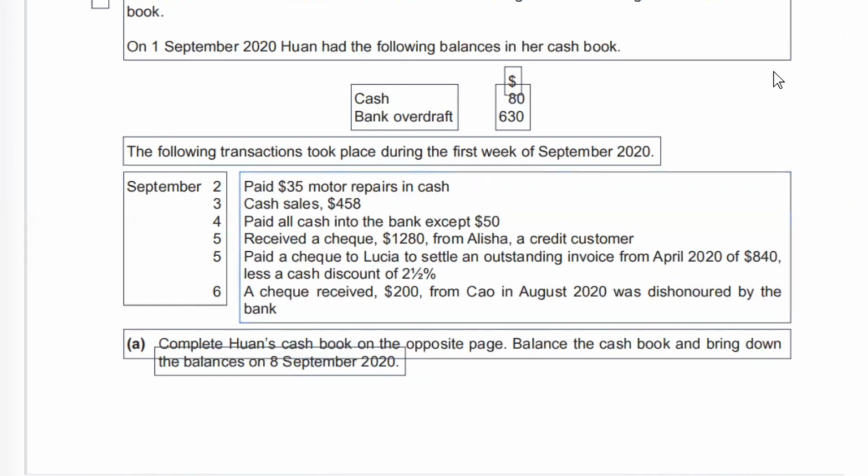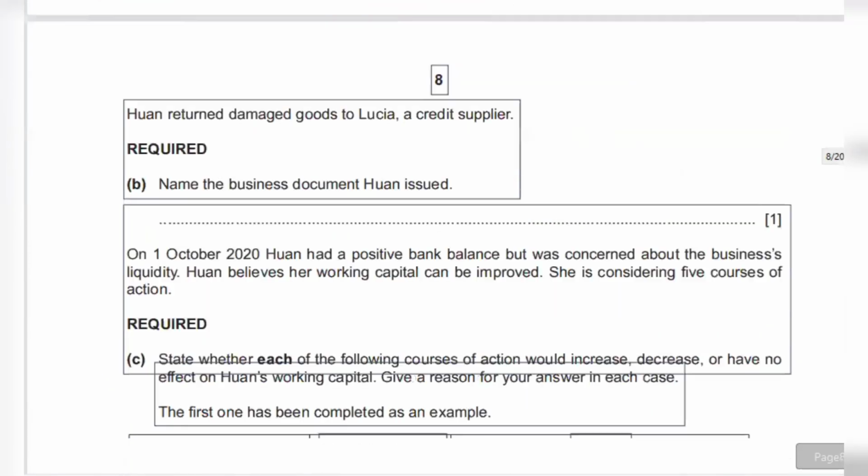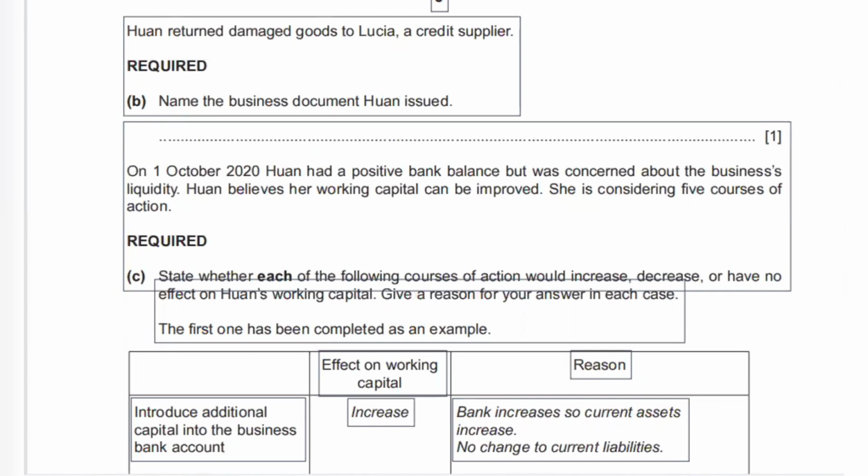Then we have question B. Juan returned damaged goods to Lucia, a credit supplier. Name the business document Juan issued. Juan is a customer and Lucia is a credit supplier. If a customer sends back goods and sends a document, that would be a debit note. If the supplier agrees to the damaged goods, he sends the credit note. So the answer to this question would be debit note.